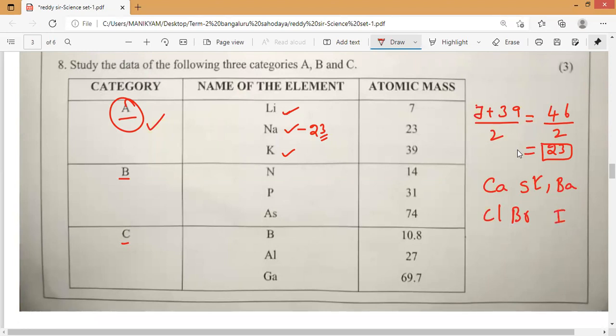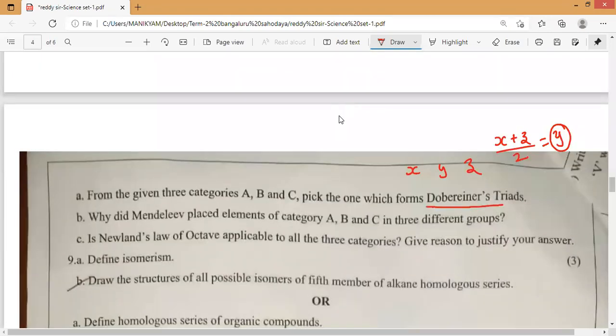These are the 3 Dobereiner's triads which we have studied in the first type of classification, periodic classification of elements. That is what Dobereiner's triad is. That's all, so that is what we can say as the answer. So from the given 3 categories A, B, C, the one which forms Dobereiner's triads is A.